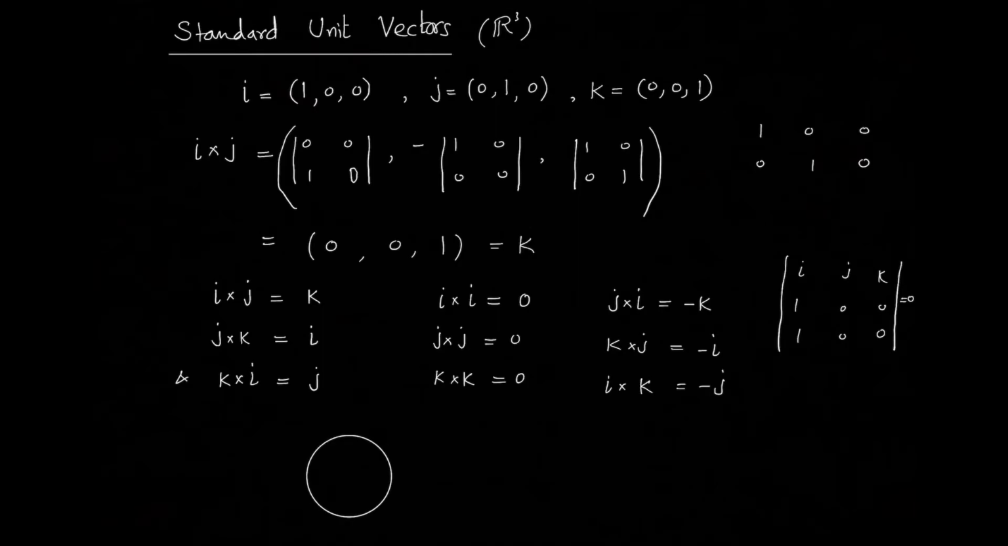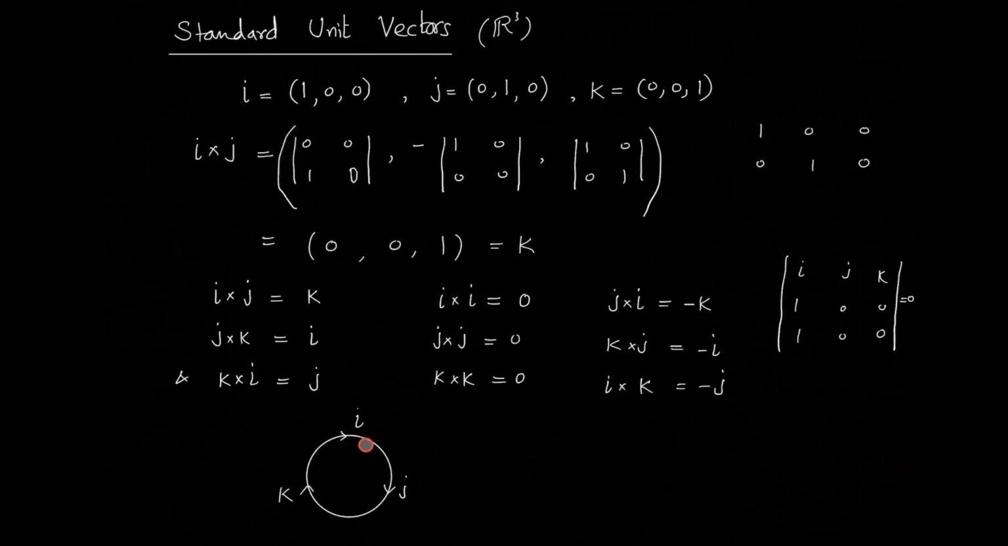Now to understand this, we can make a circle and just write down these standard unit vectors in clockwise direction. Make it i, j and k. So for seeing that the cross product of a vector with itself will come out to be 0, we have already seen it here.